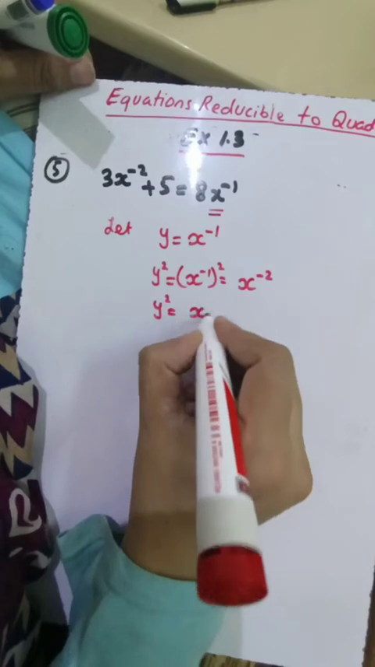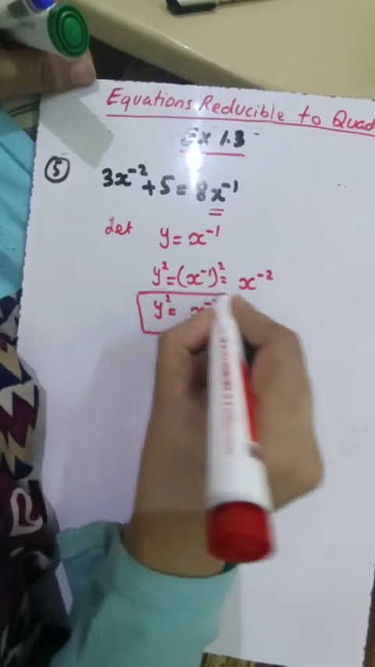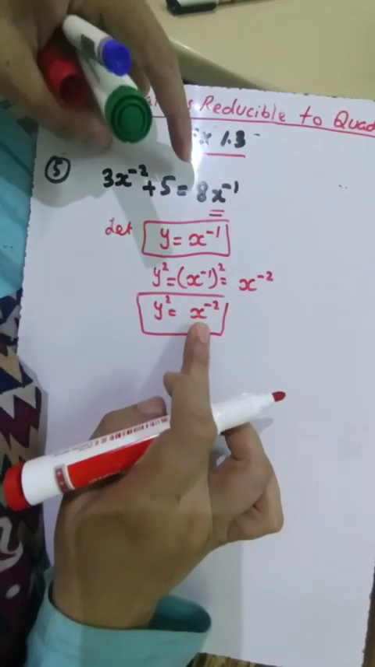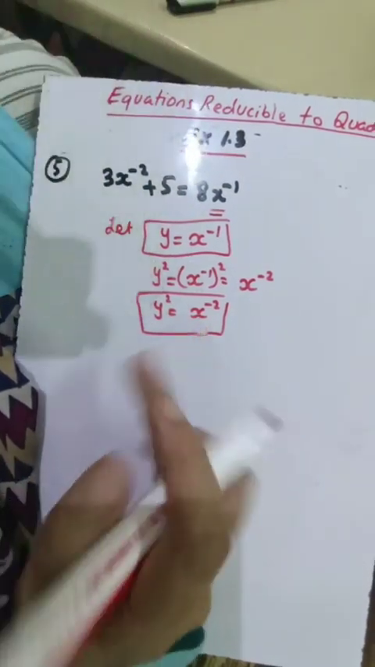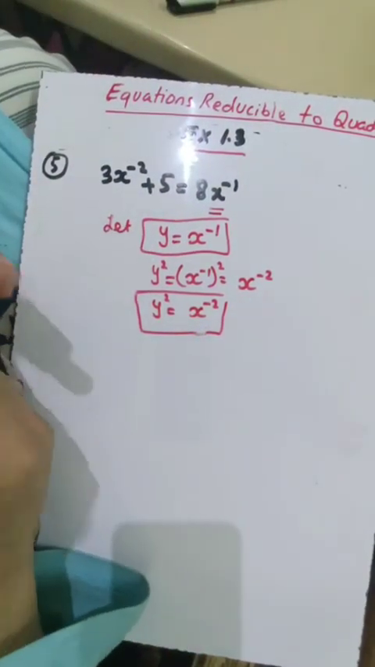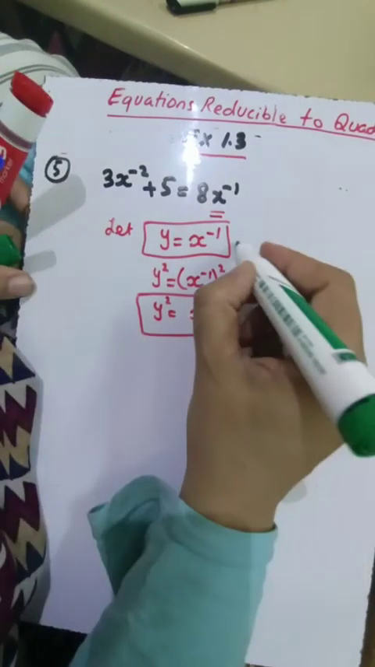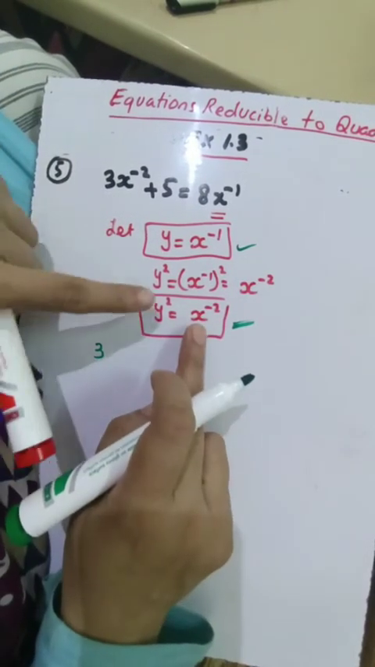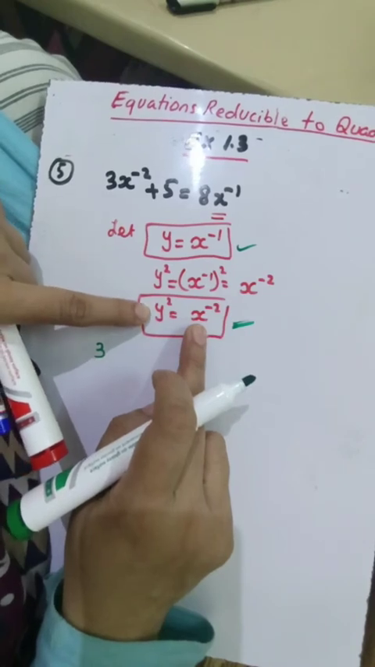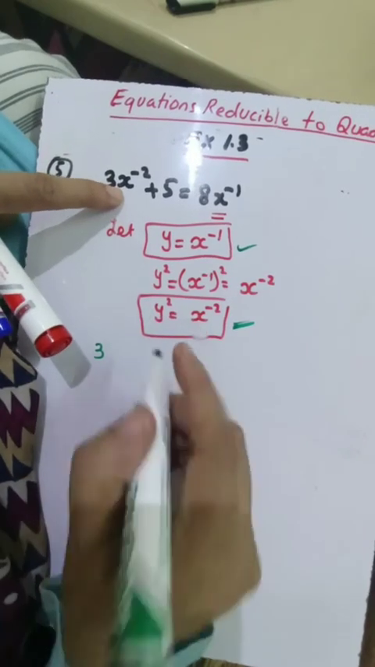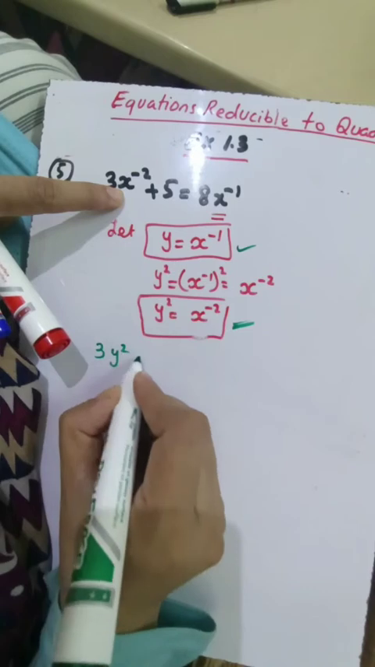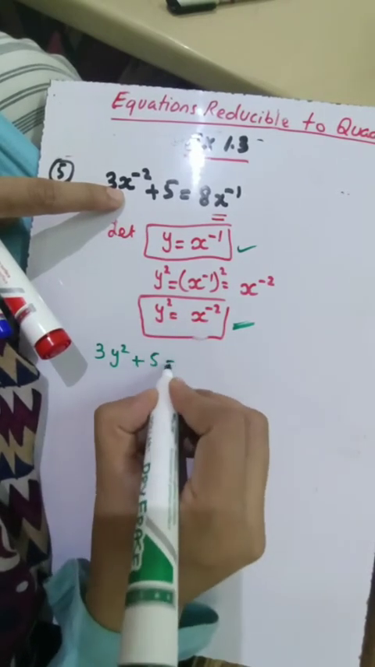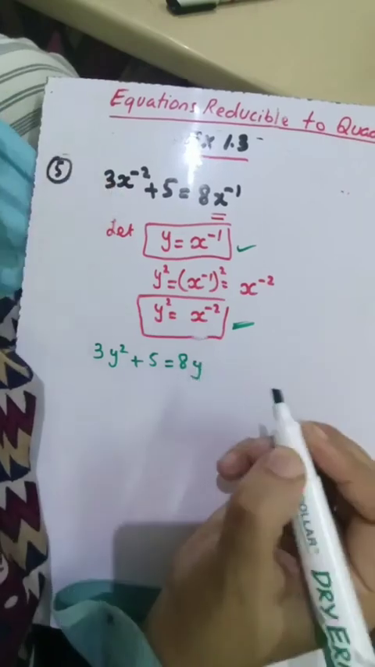So y square is equal to x raised to the power negative 2. So what I am going to do is replace this expression and this expression and convert this whole expression into y, which will give me a quadratic expression. So when I replace this and this, what we get is 3x raised to the power negative 2 is equal to y square. I am going to put y square in place of this, because these two objects are the same, so they can easily be replaced.